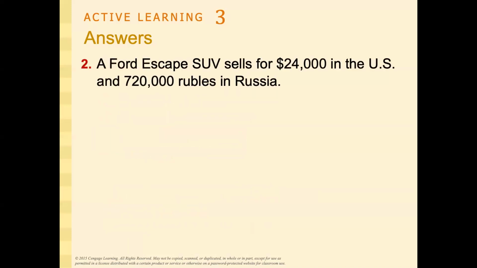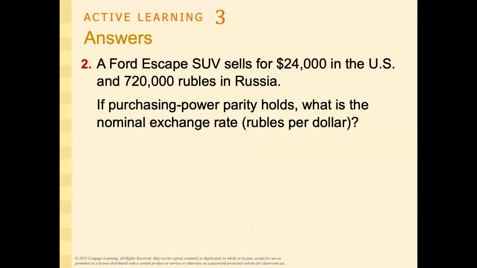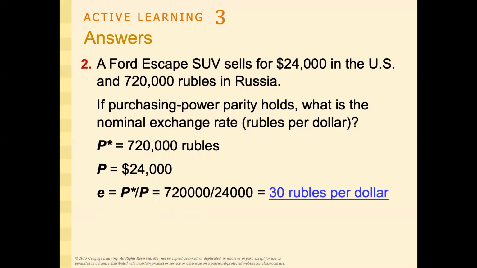The Ford Escape. So if the purchasing power parity holds true, what do we learn about the purchasing power? Well, we know that P in rubles is 720,000 rubles. We know that P in dollars is 24,000. So guess what we can do? We can calculate P in rubles divided by P in US, which is 30 rubles per dollar.